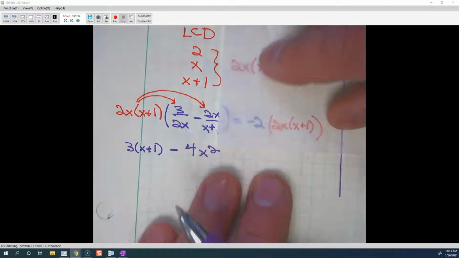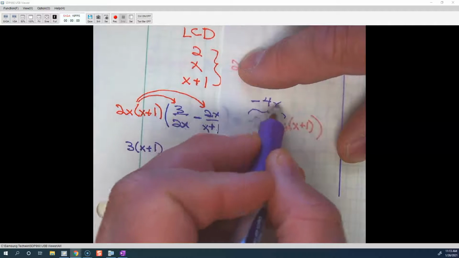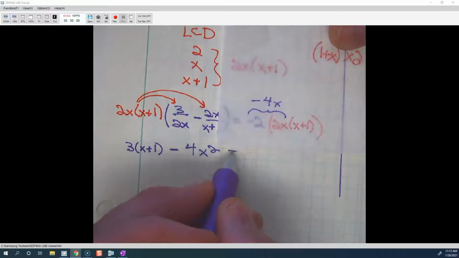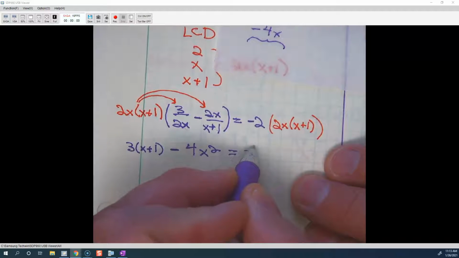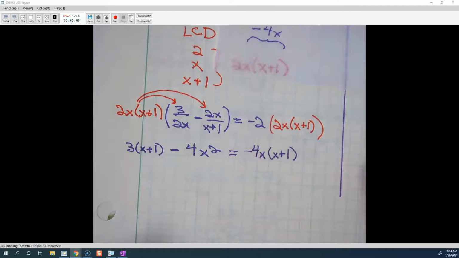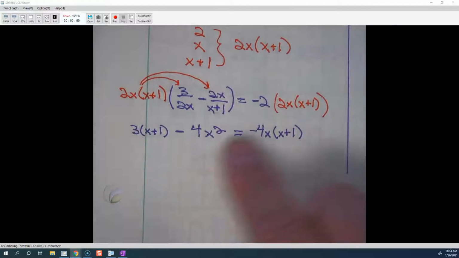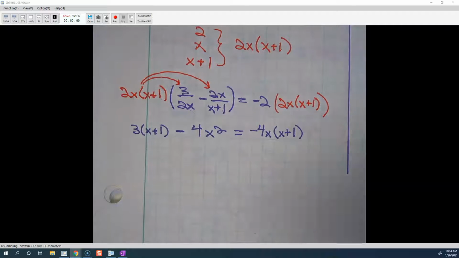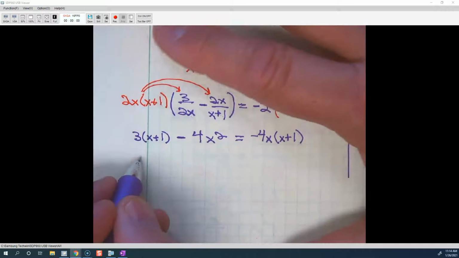And then over here, this part would be negative 4x times x plus 1. And now from here, it's distribute, get your like terms together, and solve for the variable. So now it's just manipulating using algebra.